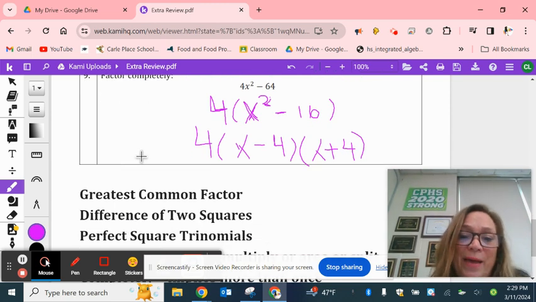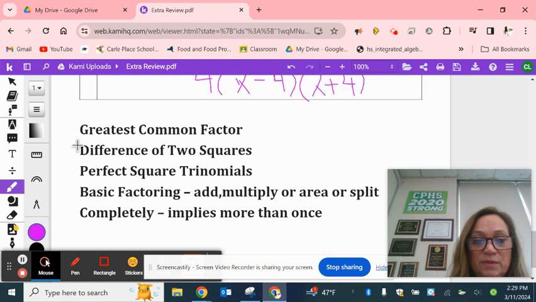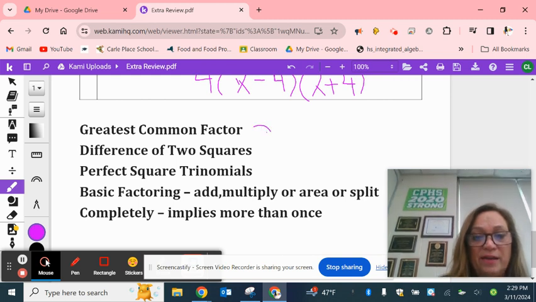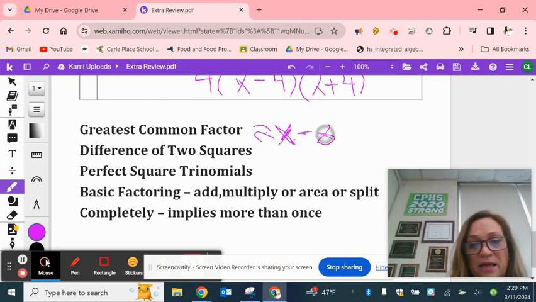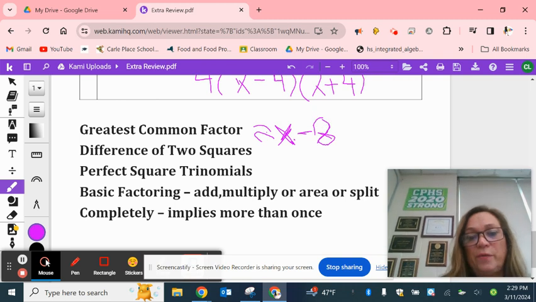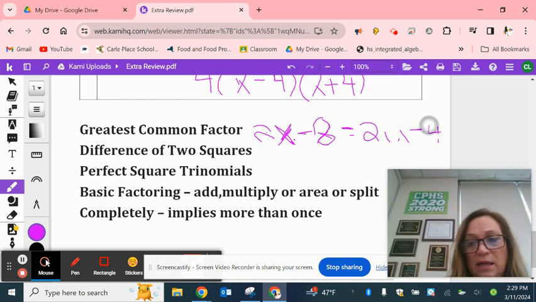It's useful to look at patterns. I would totally look back at any of the review sheets that we have and think about what things look like when they have a greatest common factor. So here's an example of a greatest common factor. Say I had 2x minus 8. They're both even numbers, so I would pull out the 2, and that would be 2 times the quantity x subtraction 4. I can tell it's a GCF because they have something in common.